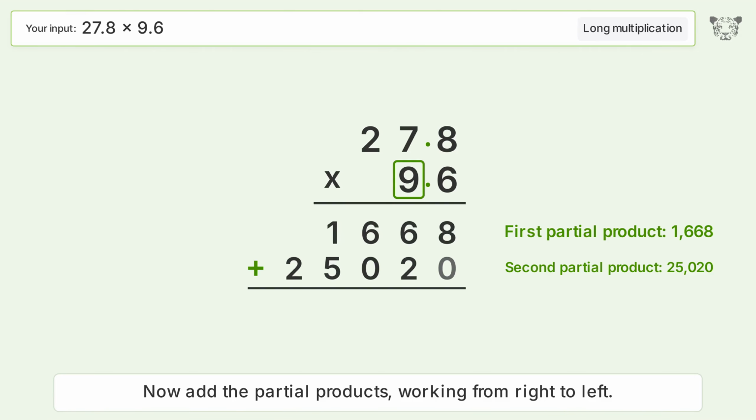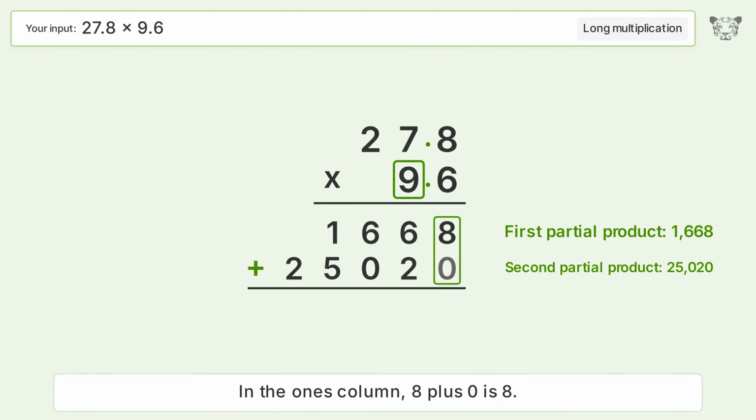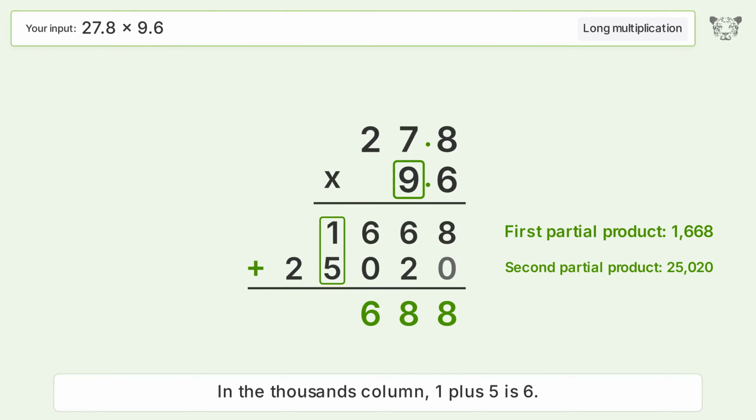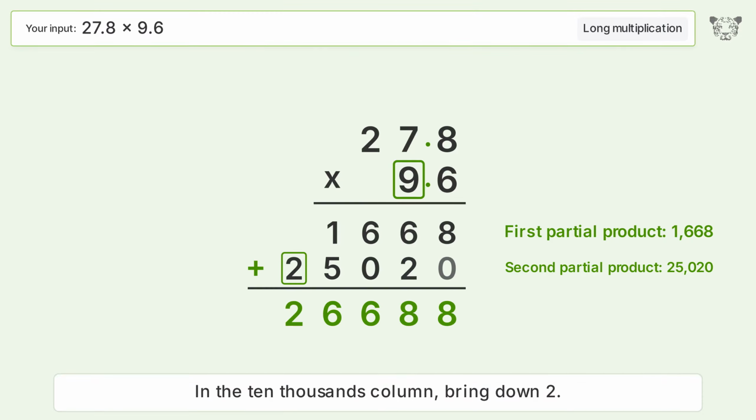Now add the partial products, working from right to left. In the ones column, 8 plus 0 is 8. In the tens column, 6 plus 2 is 8. In the hundreds column, 6 plus 0 is 6. In the thousands column, 1 plus 5 is 6. In the 10,000s column, bring down 2. The product of the whole numbers is 26,688.